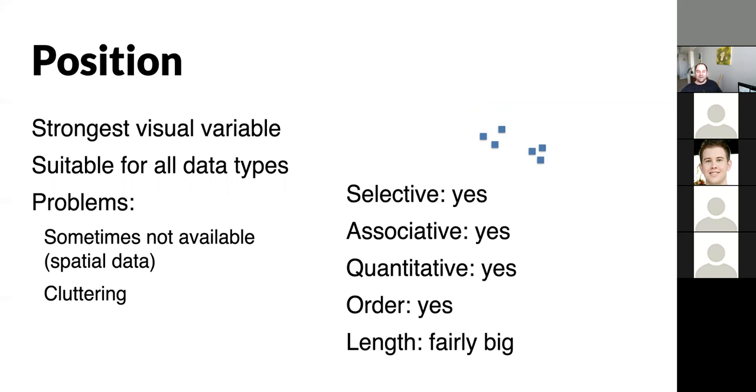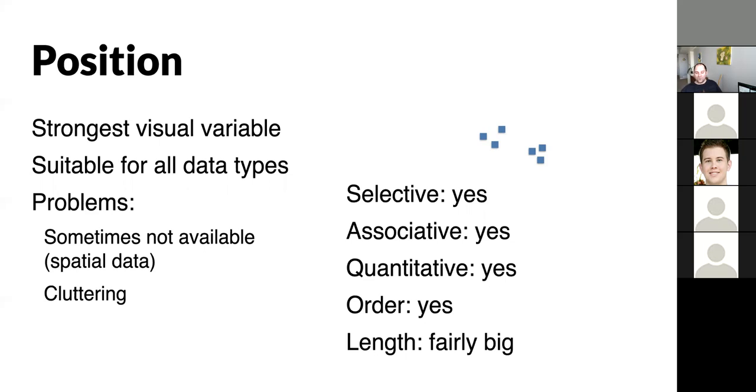Position is the strongest visual variable. And this is the one most important thing that I'm going to teach you. If you want to encode data, try to use position whenever you can, because it is just the most powerful visual variable for many different reasons. I'll actually show you the science behind that a little bit later.